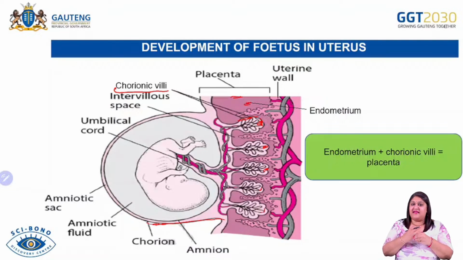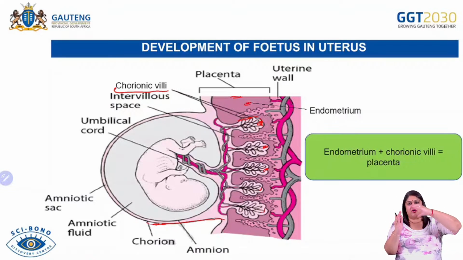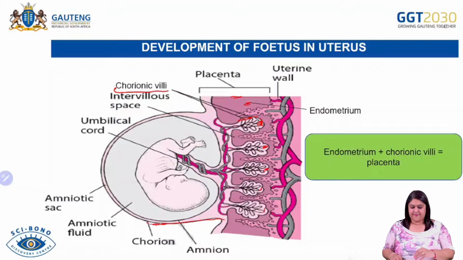And the fetus's blood and the mother's blood don't mix. Why? But they come into close contact with each other. Why am I saying that? Because the endometrium belongs to the mother. The chorionic villi belong to the fetus. So they are closely interlinked like this, but they are not mixing. The blood is not mixing. But diffusion is able to happen between them. Okay?